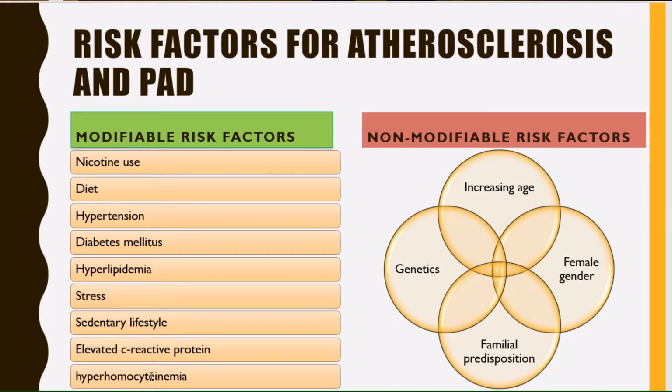Next is hyperhomocysteinemia. Homocysteine is a protein that promotes coagulation. So when it is increased, it can develop clots. So the higher the number of risk factors, the higher the chances or the severity of the PAD. If they have 5 or 6 of these risk factors from the modifiable and 2 or 3 of the non-modifiable, there is a high chance of the patient getting PAD, and the severity may be even more.